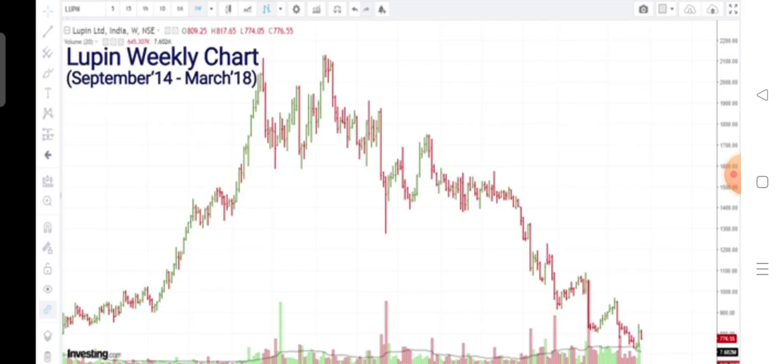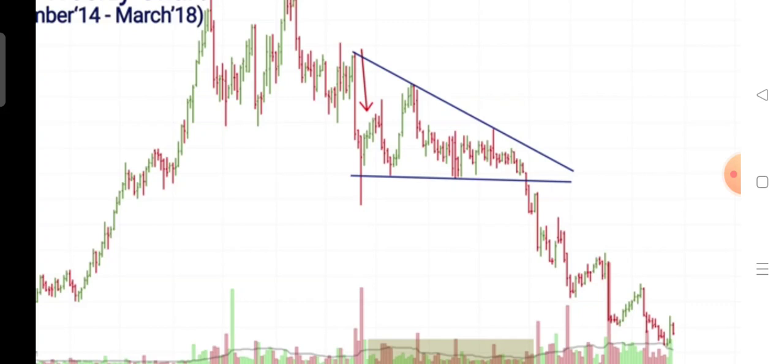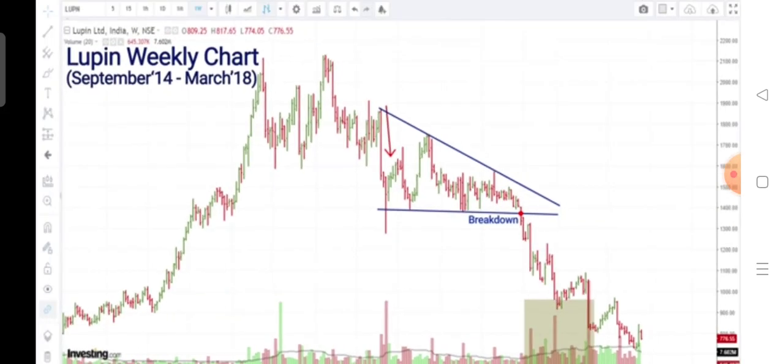Now again, let us look at another example. Here we are looking at the Lupin weekly chart. After the initial down move, a descending triangle was formed, and you see the volume came down during the descending triangle. After the breakdown, the volume increased drastically, and with huge volume, the next down move was pretty steep.